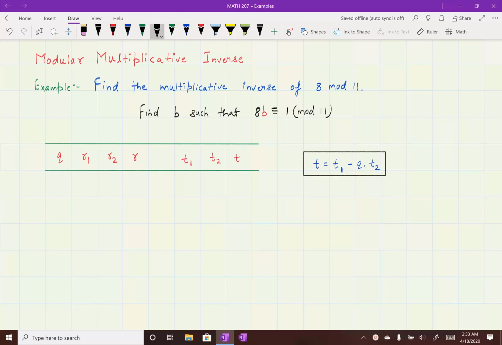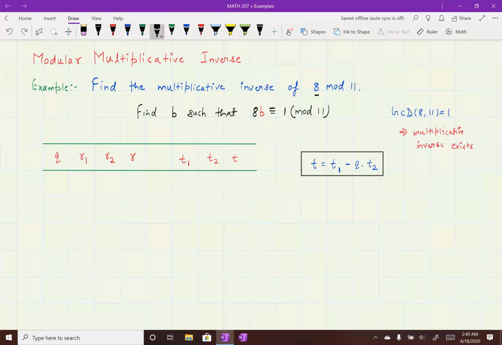Today we are going to learn how to find the modular multiplicative inverse through an example. In this example, we are interested in finding the multiplicative inverse of 8 modulo 11. That means we are trying to find an integer b such that 8 times b is congruent to 1 modulo 11. With respect to 8 and 11, we know that the GCD of 8 and 11 is going to be equal to 1.